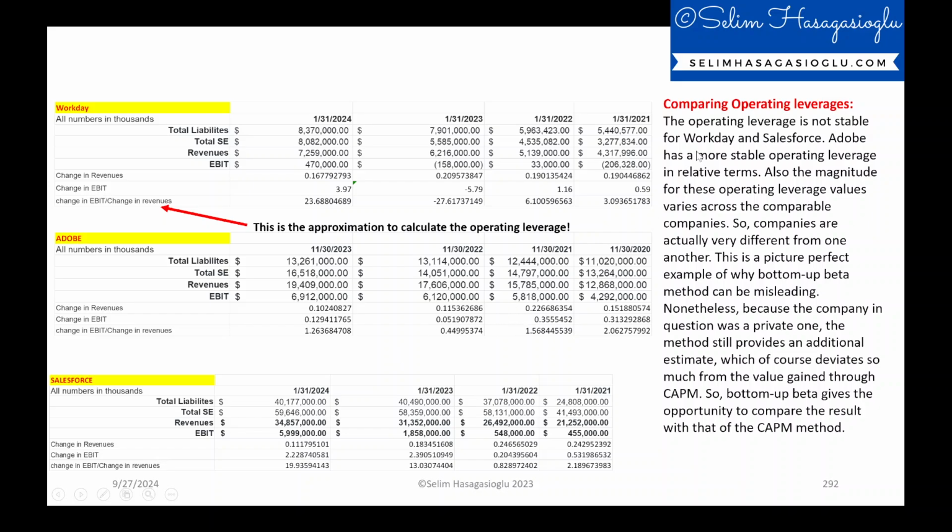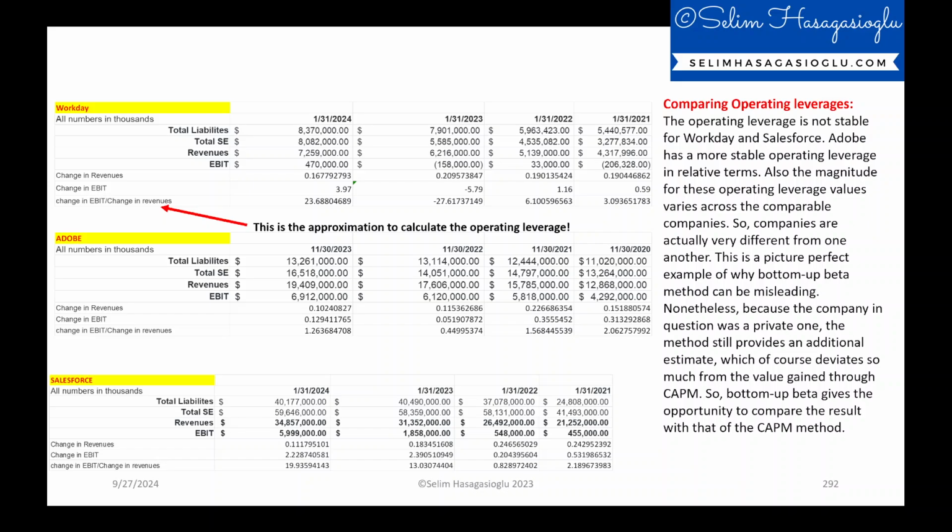So the operating leverage is not stable for Workday and Salesforce. Adobe has a more stable operating leverage in relative terms. Also, the magnitude for these operating leverage values varies across the comparable companies. So companies are actually very different from one another. This is a picture perfect example of why the bottom-up beta method can be misleading.